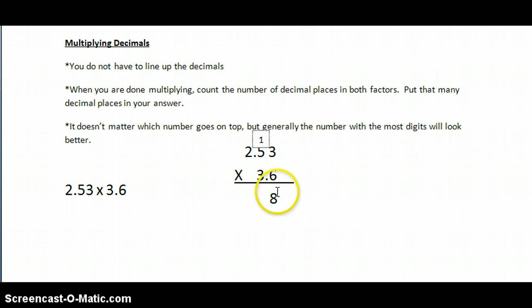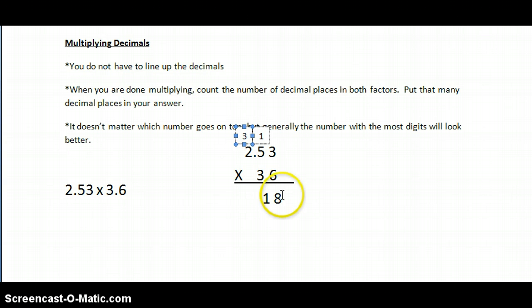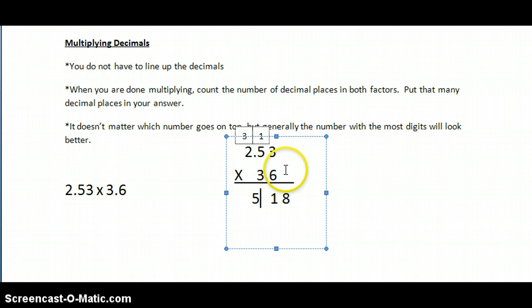And then, if you remember, I'm going to move that 1 up a little bit. I'm going to do 6 times 5 is 30, plus 1 is 31. So I bring the 1 down there, and I'll carry the 3. That 3 will come right up there. And then I'll do 6 times 2 is 12, plus 3 is 15. So I'm going to put my 5 down here.